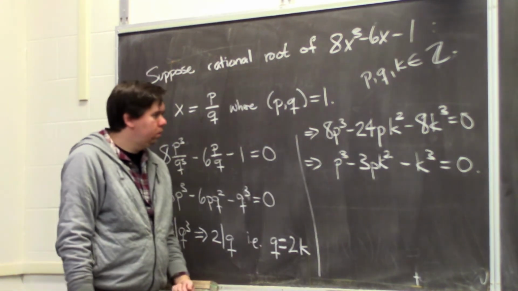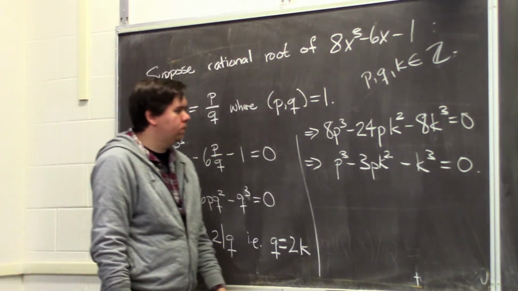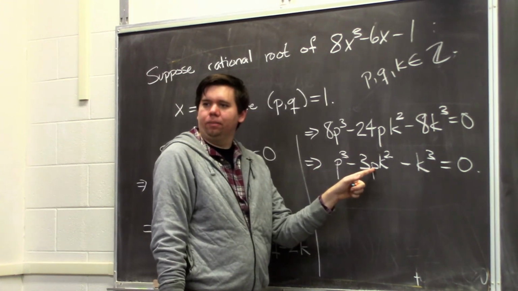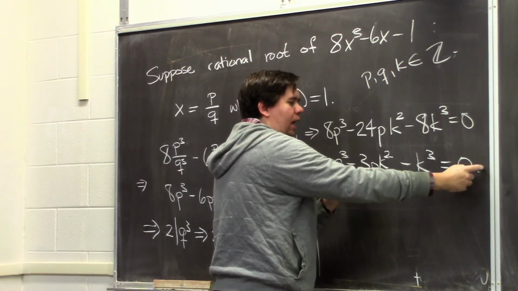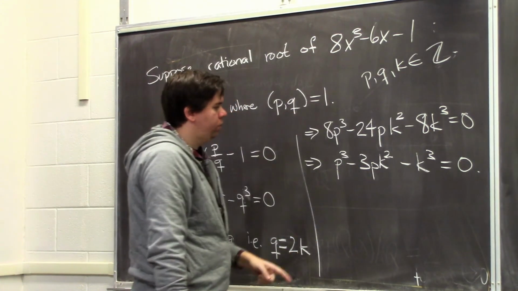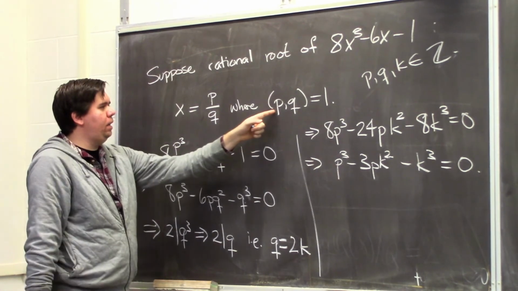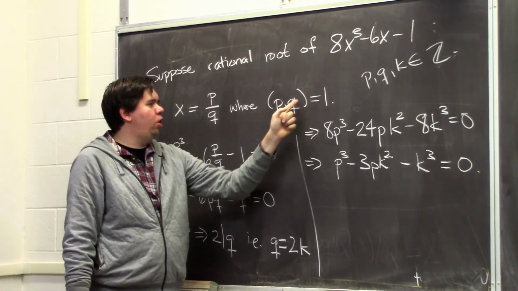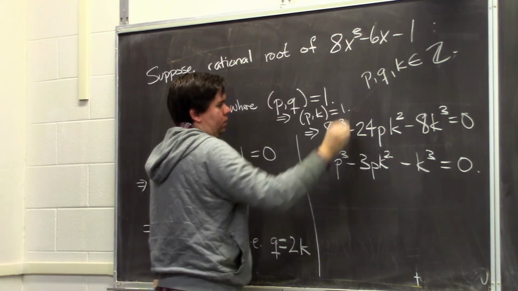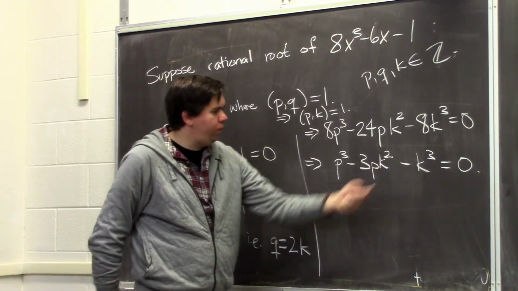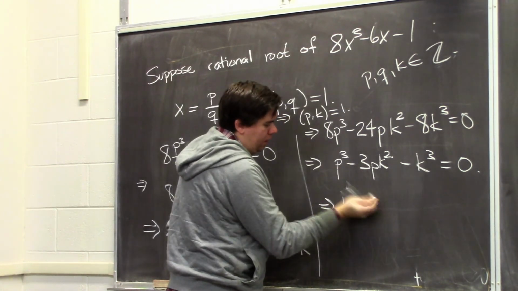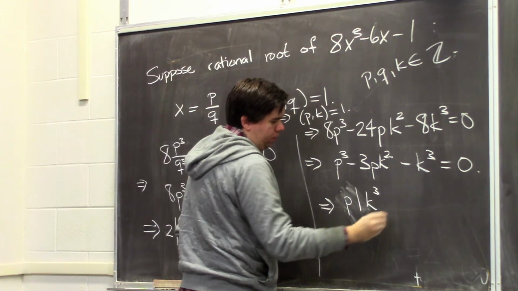I think this looks good. But what does this say? Notice p divides the first term, and p divides the second term. So if I were to move this to the other side, I would have k cubed as a multiple of p. But since p and q are relatively prime, have no common factors, that also means that p and k have no common factors. So something kind of weird has happened here. We just saw that k cubed is some multiple of p, that p divides k cubed.